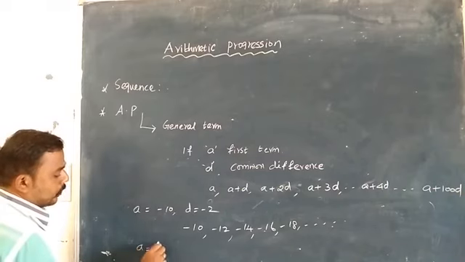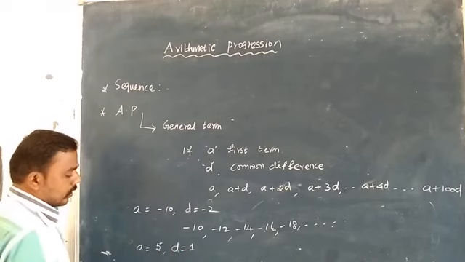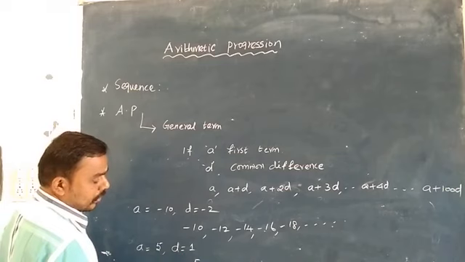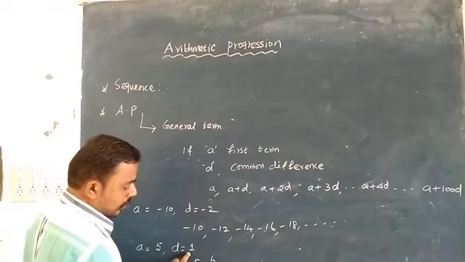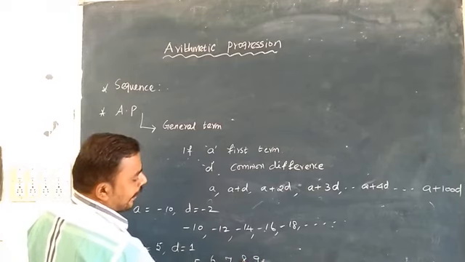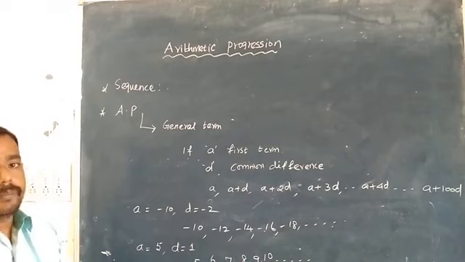Suppose A equals 5 and D equals 1. So it's positive. A equals 5, then adding 1, 6, 7, then 8, then 9, then 10 and so on. So such a type of AP is that.